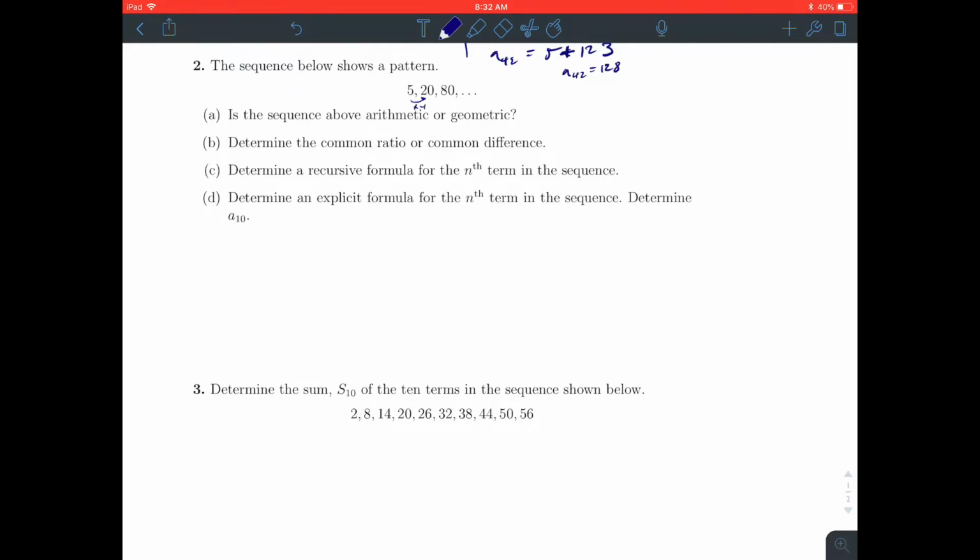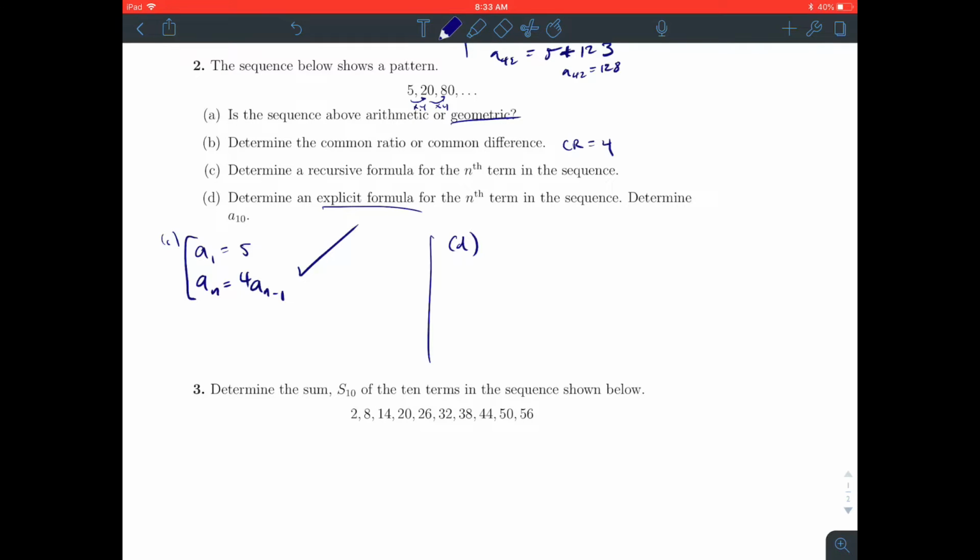This sequence is multiplicative. It's times 4 each time. So it's geometric. The common ratio is 4. A recursive formula for this sequence would be start at 5, so A1 equals 5, and a recursive sequence is always dependent on the previous value. So we do A sub n is equal to 4 times the previous value. All right, our recursive sequence is completely set.